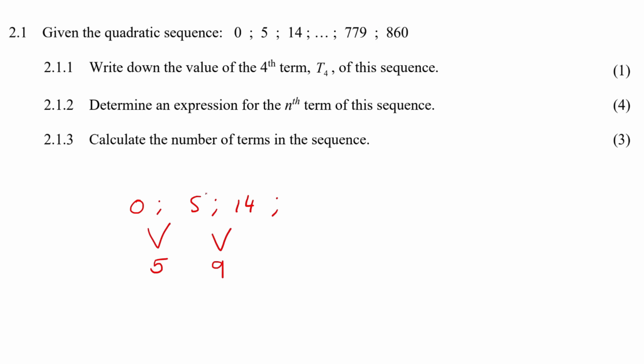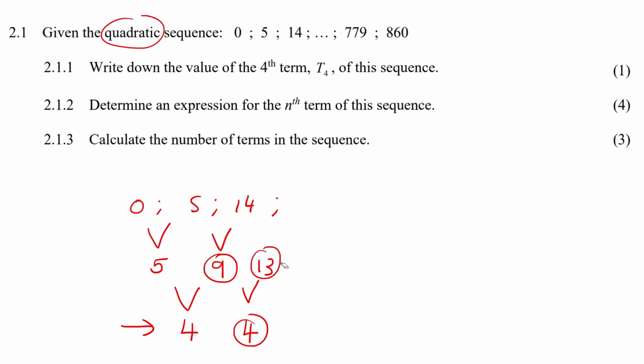That difference is 9, because 5 plus 9 gives you 14. We know then that this would be 4. Now, because it's a quadratic, we know that the second difference remains constant. So this must be a 4, which means this would have to be 13, because 9 plus 4 is 13. And so 14 plus 13 would give us 27 over here. So the answer must be 27. It's only 1 mark, so you can just write it like that.